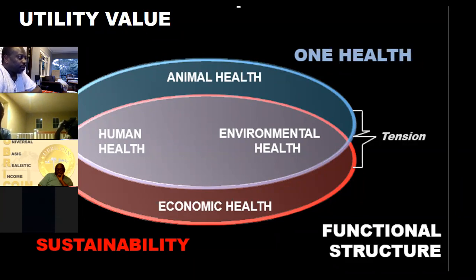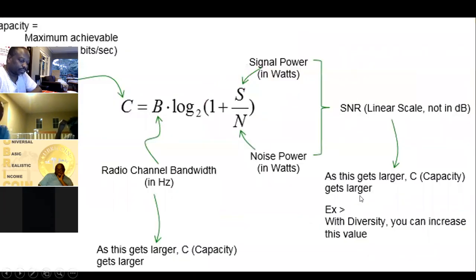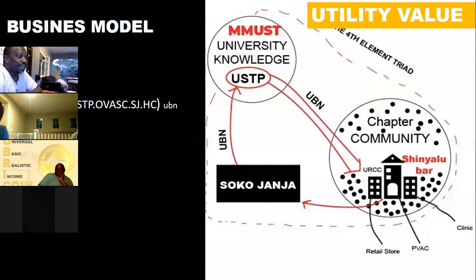So ladies and gentlemen, I want to tell you that the utility value of UBN comes from combining the two theories, One Health theory and sustainability. That's important to know. This is the functional structure of sustainability of Ubricoin, and then you see how we put this on the ground by creating an idea that we can inject economic health into health production.